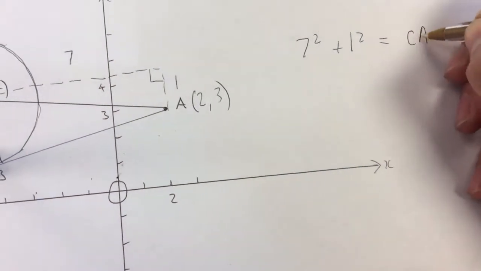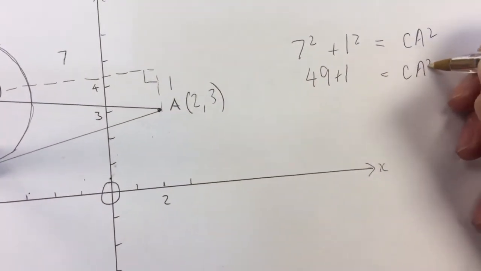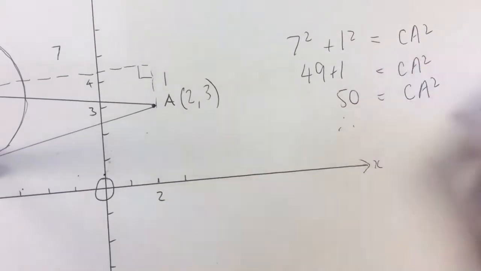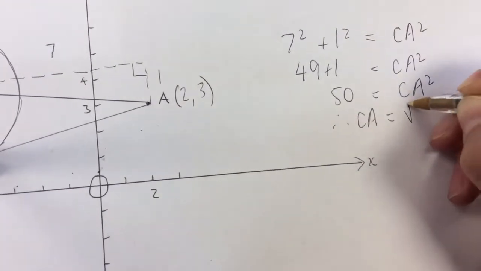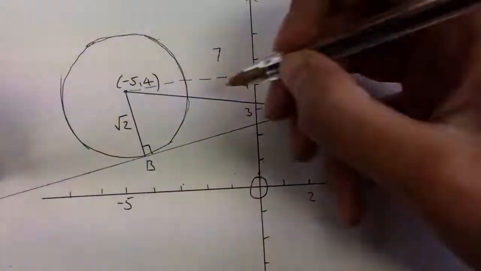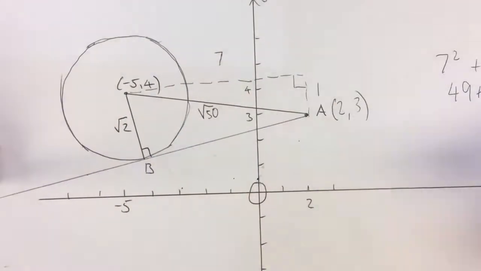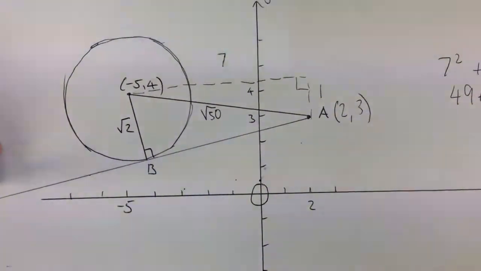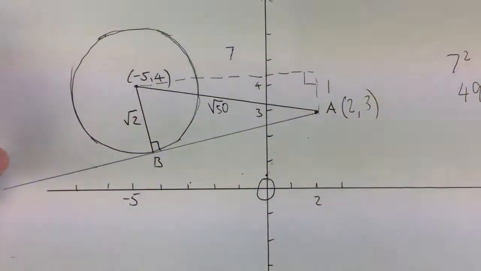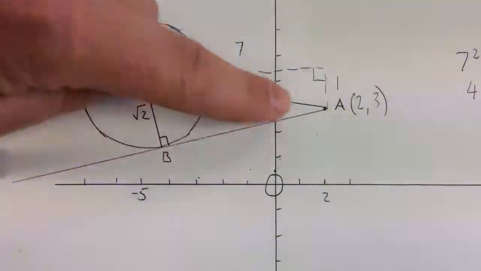Yeah, CA squared. So 49 plus 1 equals CA squared, 50 equals CA squared, therefore CA equals the square root of 50. Just using Pythagoras there to find CA. So now you've got another triangle, and you can use Pythagoras' theorem again. So we're moving from that triangle there, and that was just a straight line, and now we're going to move to this center of the circle to B to A.